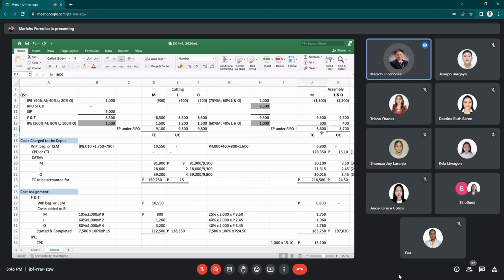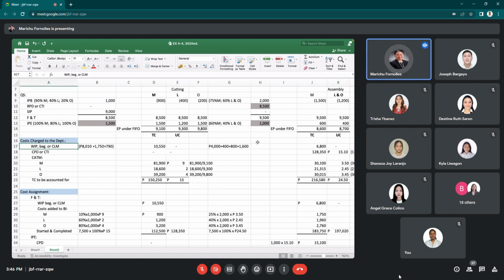So we have 8,600 as your EP for materials using first in, first out. EP for L&O using first in, first out is 8,700. So we will now go to the cost charged to the department.